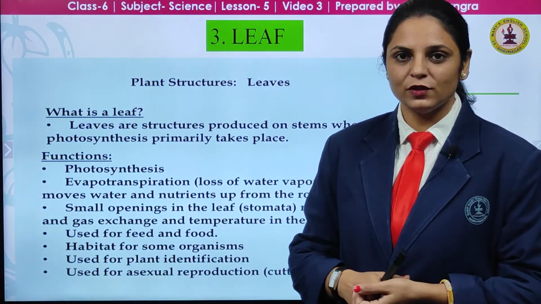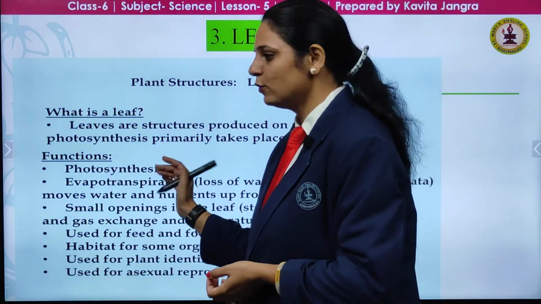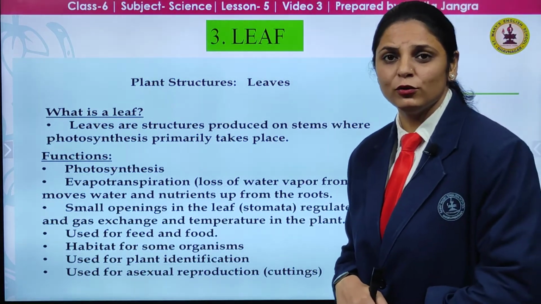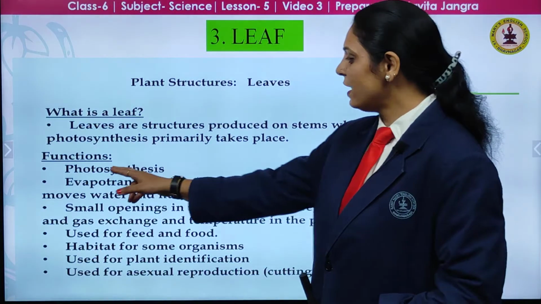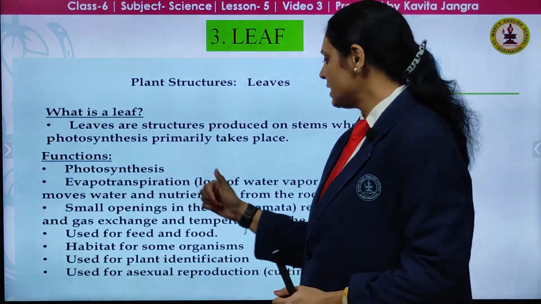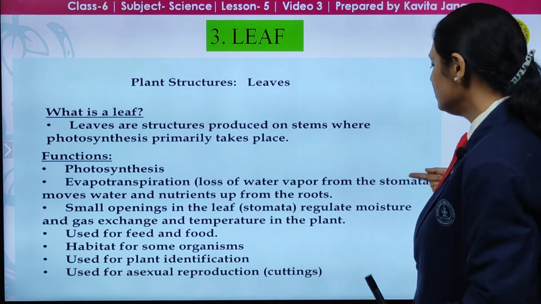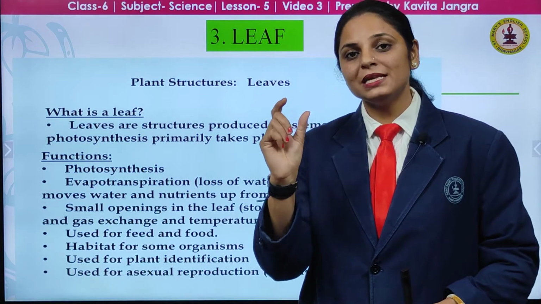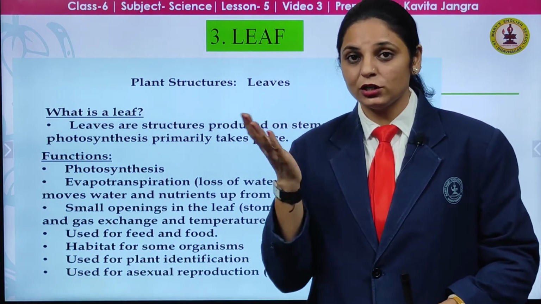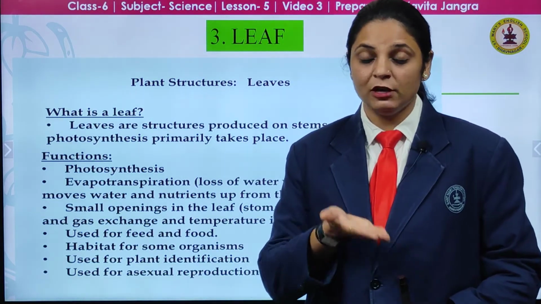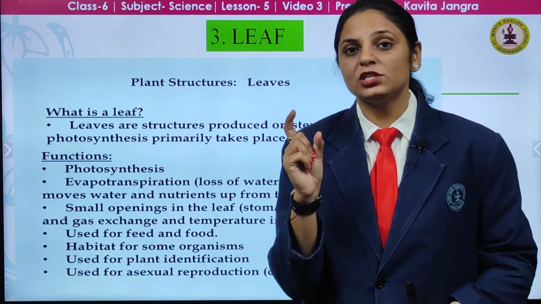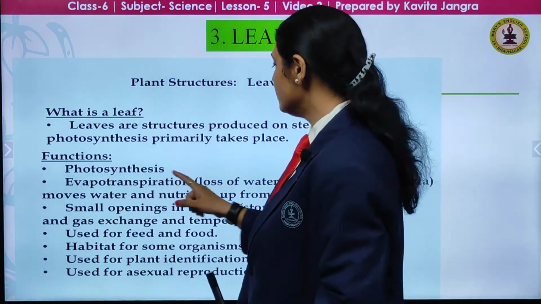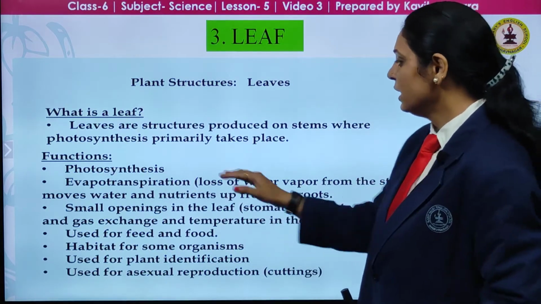Now, what are the functions of the leaves? Here the functions are photosynthesis, then evapotranspiration. It's a new word for you, but I'll explain what this means. Evaporation and transpiration: the loss of water vapor from the stomata. Stomata, what is it? These are the tiny pores present on the leaf surface, on the lower region of the leaf. What is the name of the tiny pores present on the leaf? Stomata.